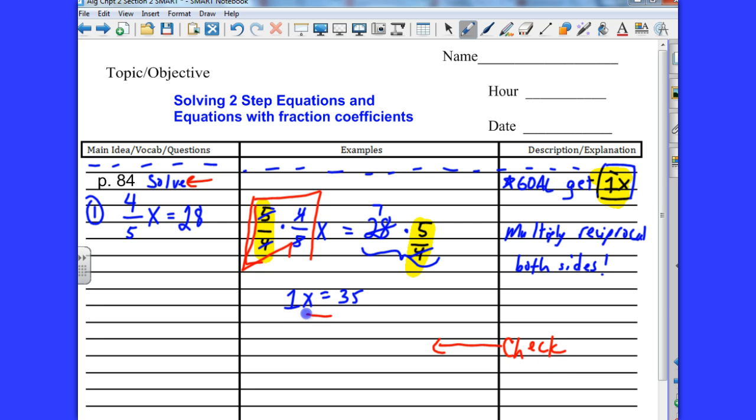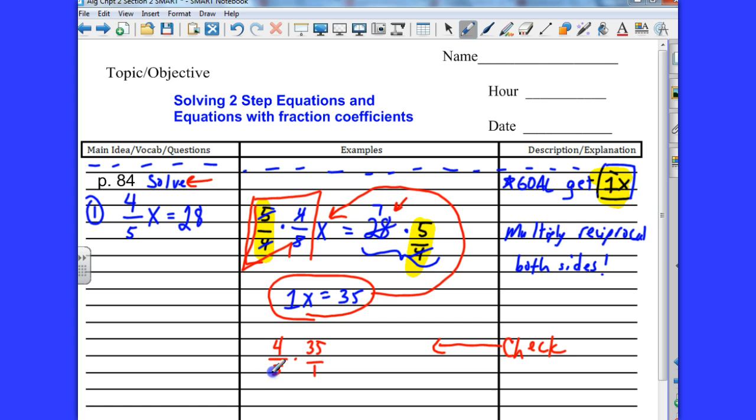We came up with this solution, 1x equals 35. And the original equation was 4/5 times x equals 28. So if I have the right answer there, if this is the right solution, that means if I take that number and replace it in there, I should get 28, which is what I started with. So I'm going to check it by multiplying 4/5 times 35. Now remember, that's 35 over 1. And I want to see if that actually does work out to be 28.